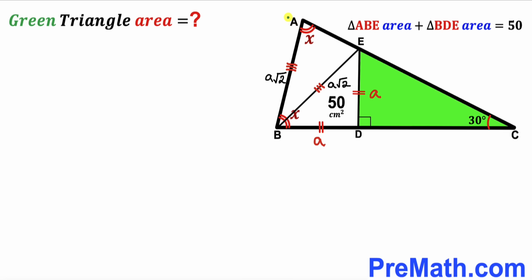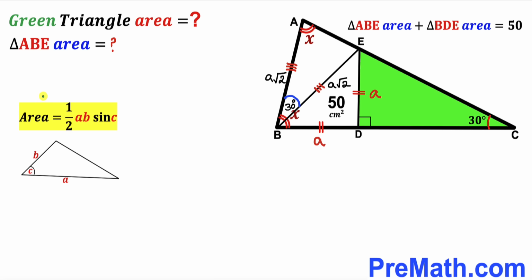So therefore we conclude that this AB length is going to be a times square root of 2 as well. And now our task is to calculate the area of this triangle BDE and the triangle ABE as well. So let's go ahead and calculate the area of this triangle ABE first.